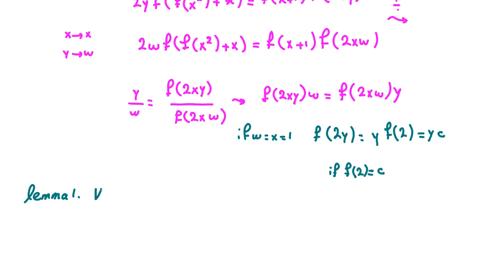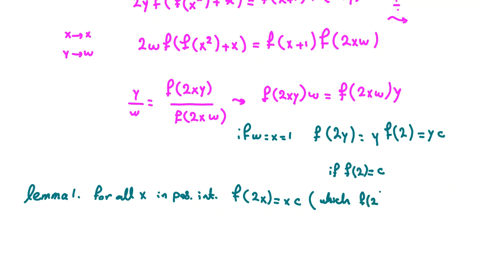So for all x in positive integers, f of 2x equals xc, where f of 2 equals c. Here I've changed only y with x, it's okay.